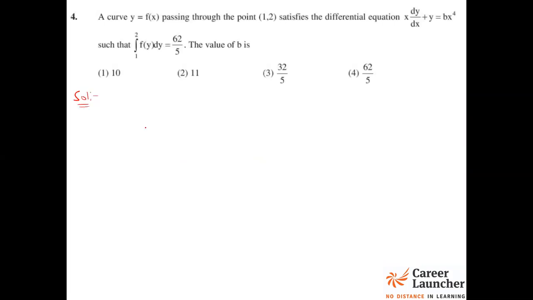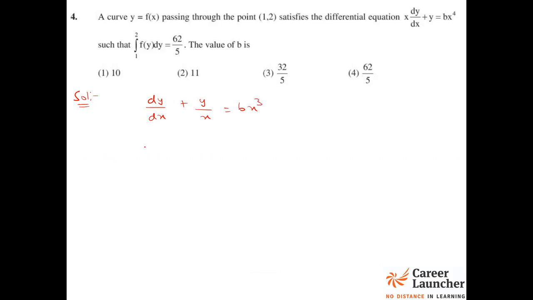A curve y is equal to f of x passing through the point 1 comma 2 satisfies this differential equation such that integral 1 to 2 f of y dy is equal to 62 upon 5. Then we need to find the value of b. Okay, fine. So what is given? If you convert it into linear form by dividing with x on both the sides, we get dy by dx plus y by x is equal to bx cube. Now this is in linear form.